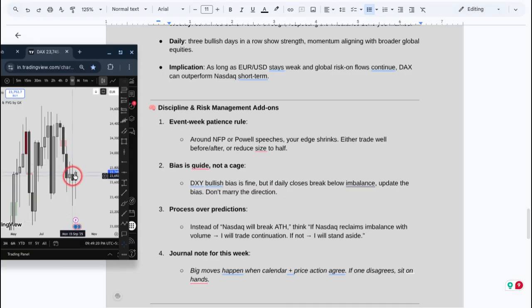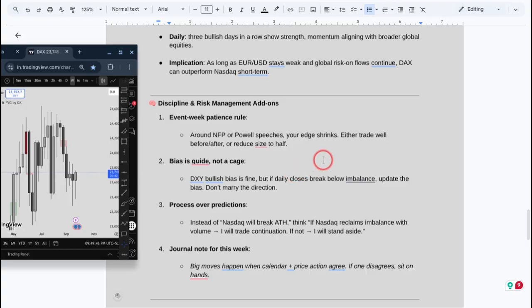Now we closed bullish. So, discipline and risk management: in this particular week we have NFP, and this is very strong news for the dollar. So we are going to trade at this time with low quantity and reduced risk size. Bias is a guide, not a cage. DXY bullish bias is fine, but if daily closes break below the imbalance, update the bias.